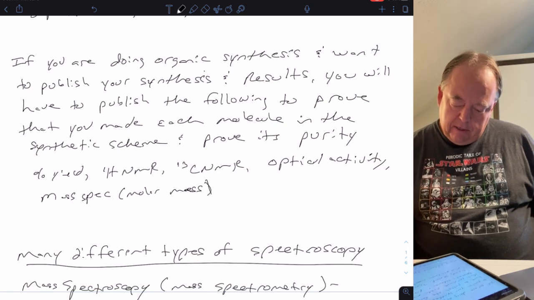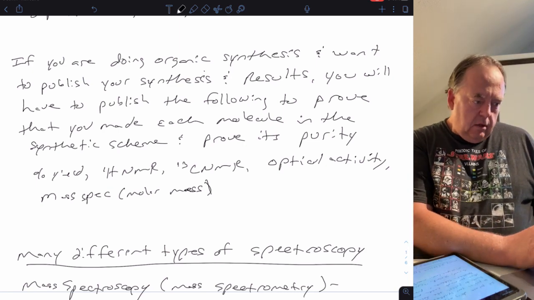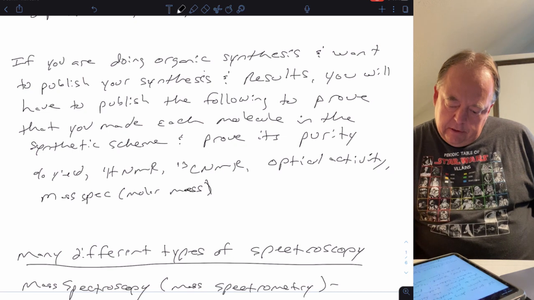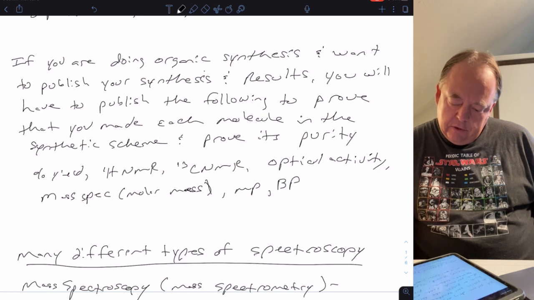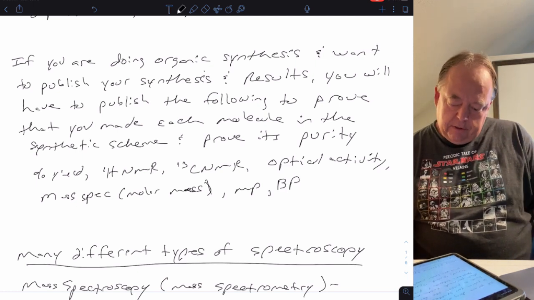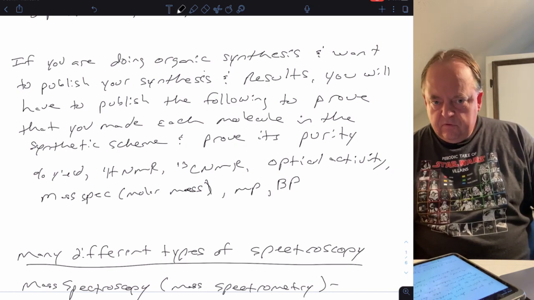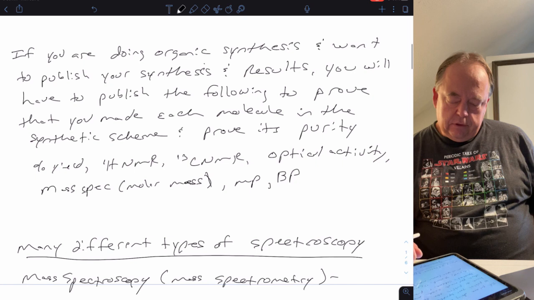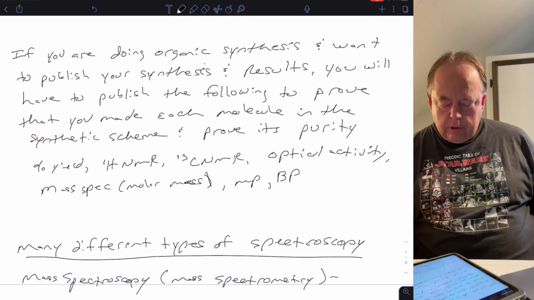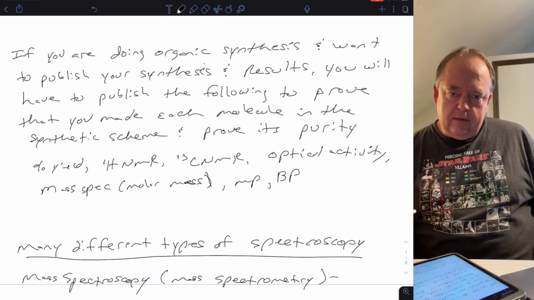If you want to prove that you made a molecule, one way is that the molecule has to have the right molar mass. Other things, you may have to publish the melting point of the molecule if it's a solid, the boiling point if it's a liquid. Those, of course, are not spectroscopies, but NMR is spectroscopy, optical activity is spectroscopy, and mass spec is a form of spectroscopy. If you don't have good spectroscopy of your molecules, you're not going to be able to publish results, because you'll use the spectroscopy to prove that you made the molecule, and to prove that your molecule is pure.